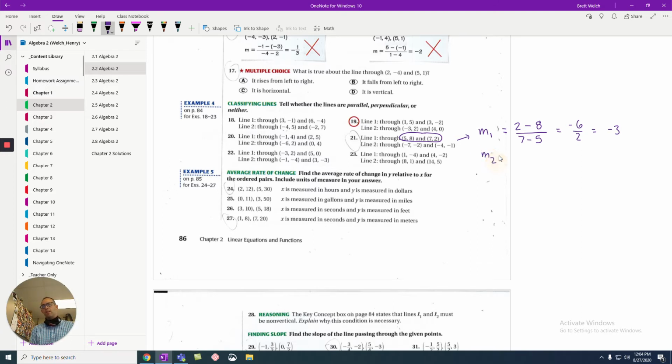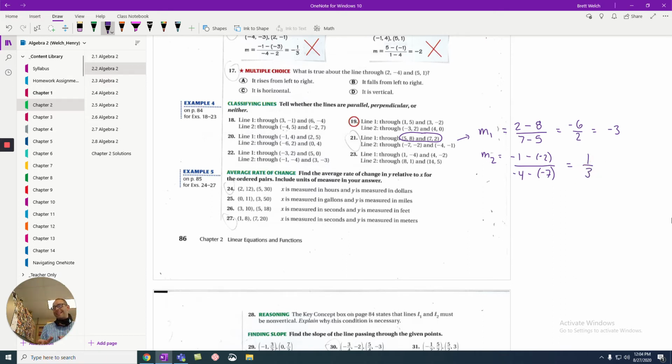Now m2 would be the slope of our second line. Here my y2 will be negative 1 minus my y1, which is negative 2. So I've got a double negative here. That's going to matter. Over my x2, which is negative 4, minus my x1, which is negative 7. Again, that double negative, really important. When we evaluate negative 1 minus a negative 2, we should get a positive 1. And when we evaluate negative 4 minus a negative 7, we should get a positive 3.